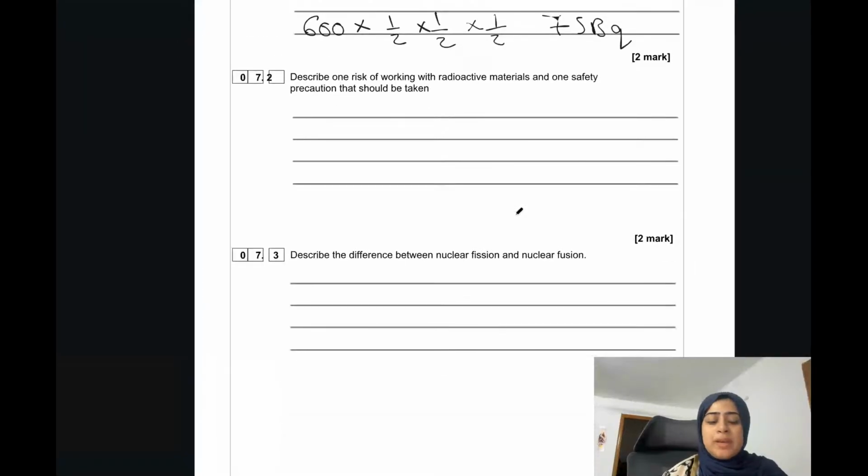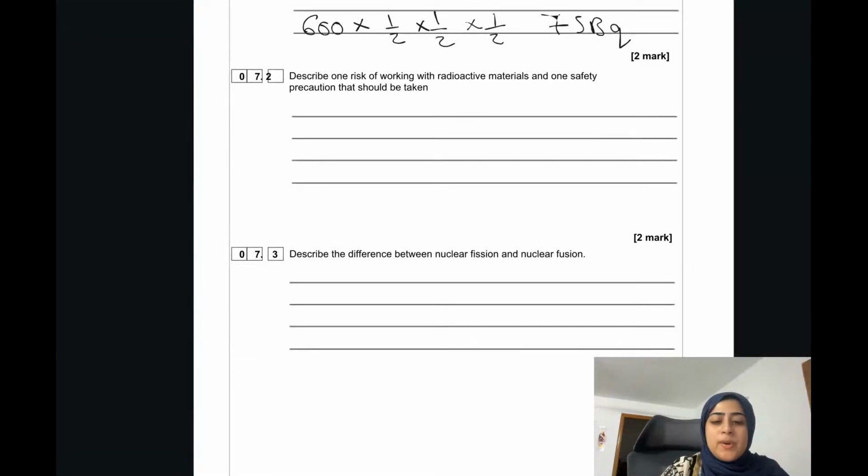7.2, one risk of working with radioactive materials and a safety precaution. Well, radioactive materials cause damage to living cells. Ionizing radiation can kill cells, and this can potentially lead to cancer and things, so you have to maintain distance, wear protective clothing or use lead shielding.